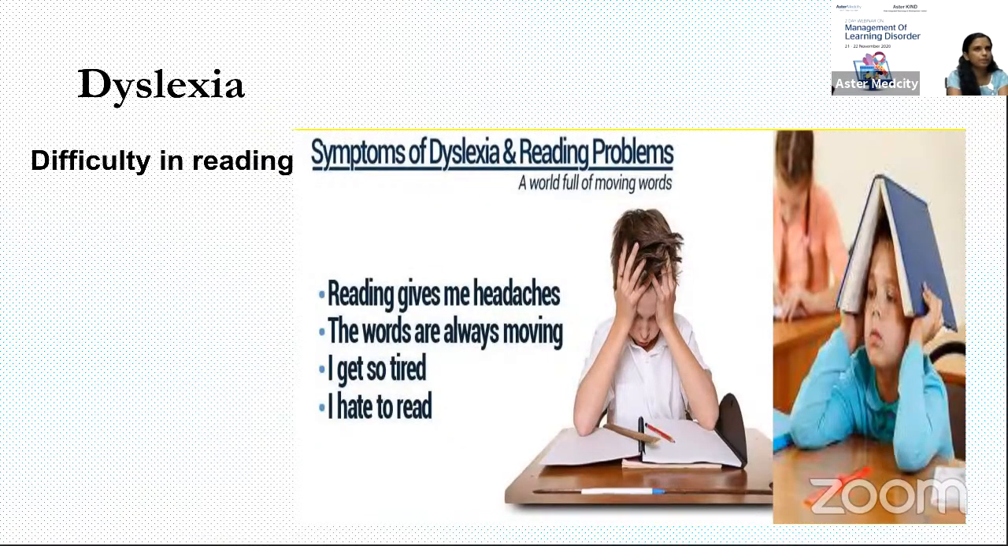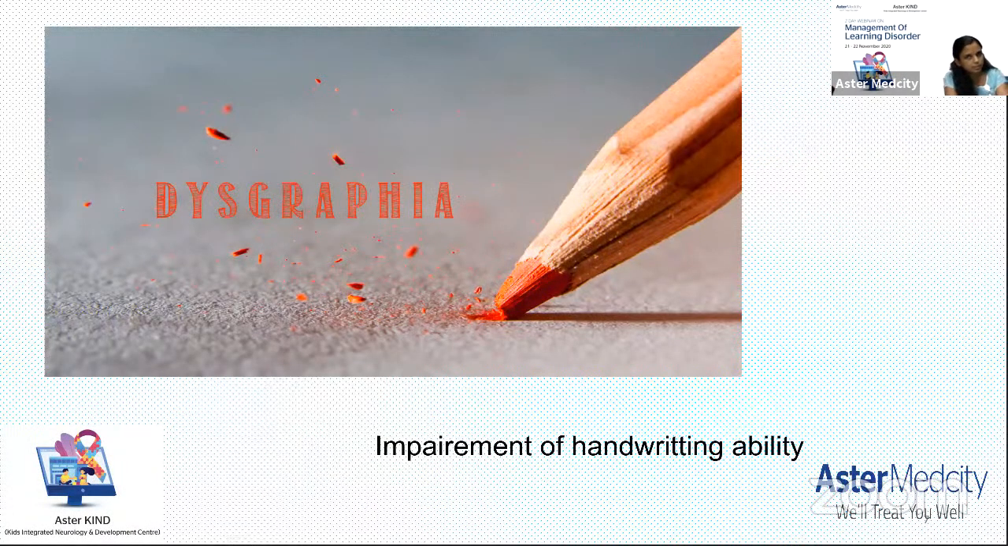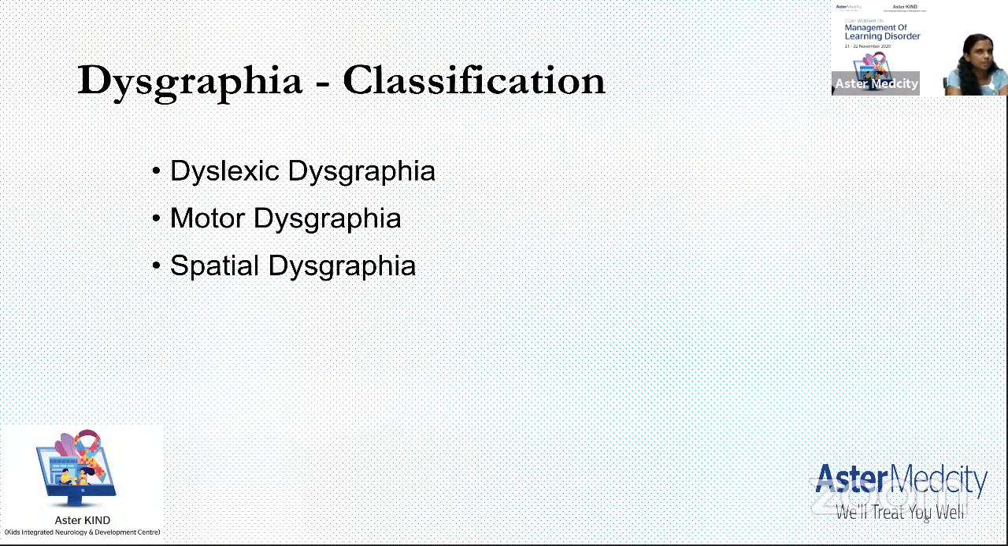So let's go to the basic types of learning disability, that is dyslexia, difficulty in reading. All these things are covered already. And the math learning disability, that is dyscalculia, and the impairment of handwriting ability, that is dysgraphia. Dysgraphia is basically classified into three types: dyslexic dysgraphia, motor dysgraphia, and spatial dysgraphia.